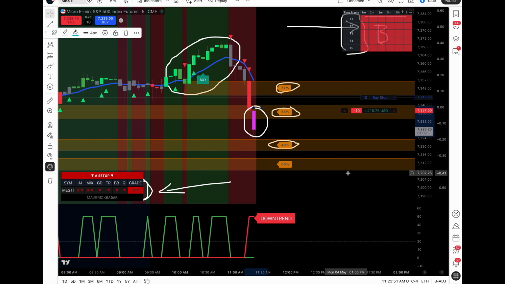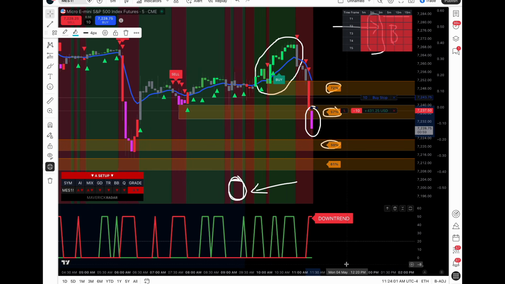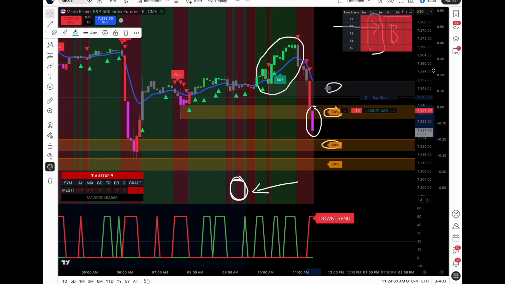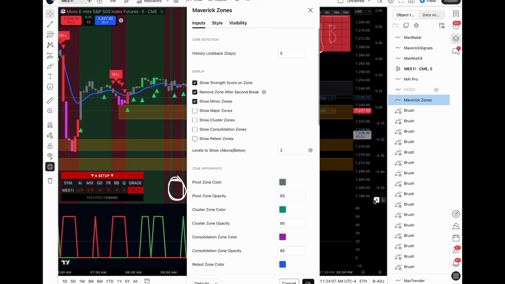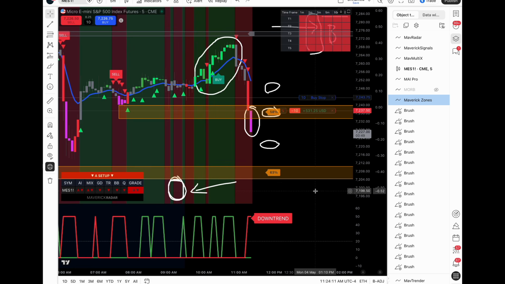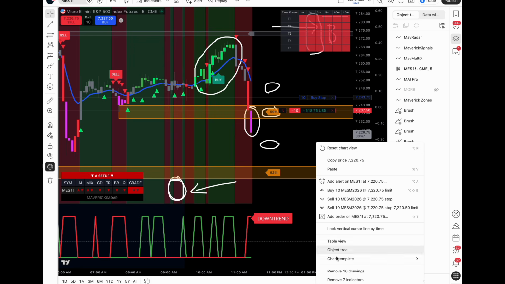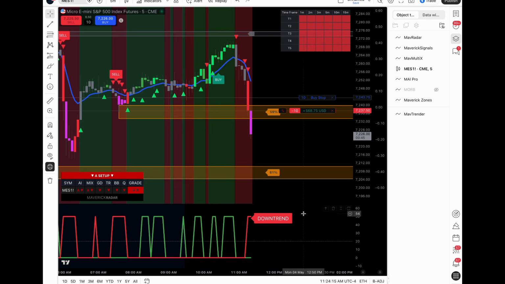Imagine being able to see underneath the hood as far as your candle color. Pretty cool stuff here. This looks like quite the zone. Let me turn off my minor zones. Hang on one second, guys. Let me just go to major zones. Let's see. Oh, we got some room. Let's go.